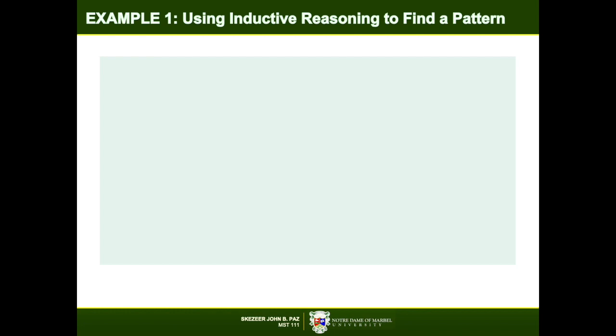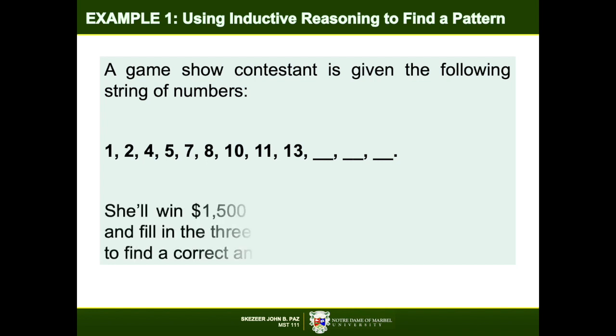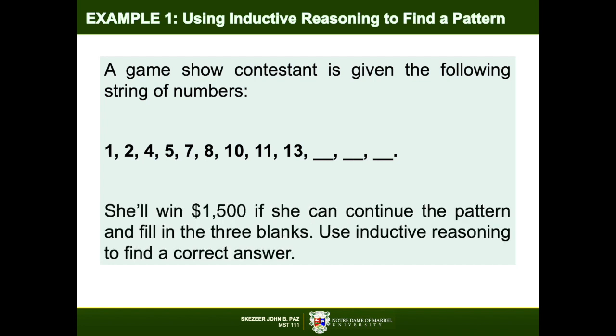We're going to use inductive reasoning to find a pattern. For instance, a game show contestant is given the following string of numbers: 1, 2, 4, 5, 7, 8, 10, 11, 13, blank, blank, and blank. She'll win $1,500 if she can continue the pattern and fill in the three blanks. Use inductive reasoning to find the correct answer.